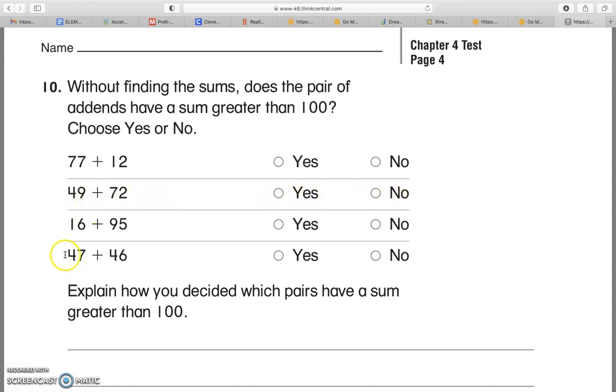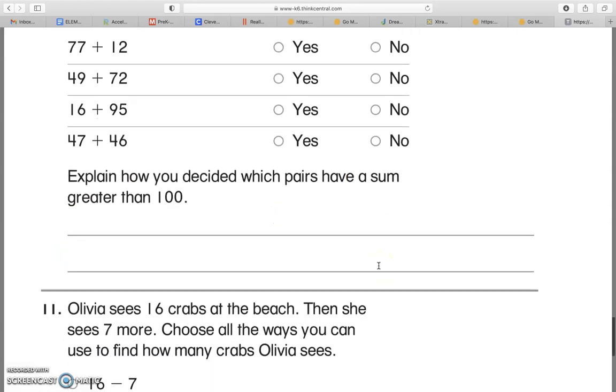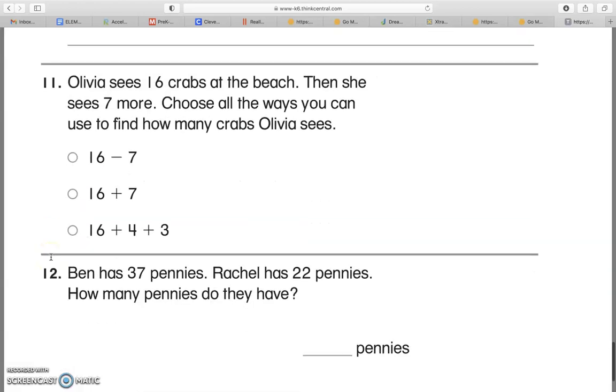Yes, no. Would the sum of 16 plus 95 be greater than 100? Yes or no? What about 47 plus 46? Yes, it's greater than 100. No, it's not. Then down here, I want you to write me a sentence using words explaining how did you decide which pairs had a sum greater than 100.